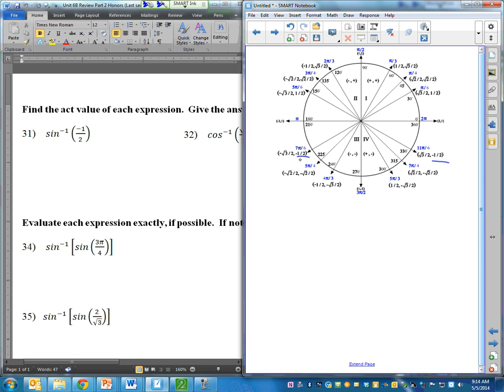So if we're looking at this, I'm not going to be using this one over here, but I am going to be using this value right here. But we're not using 330. You have to think that we're going this direction, and since we're going that direction, it's going to be negative, and it's really negative 30 degrees. So the sine inverse of negative 1/2 is going to be negative 30 degrees.